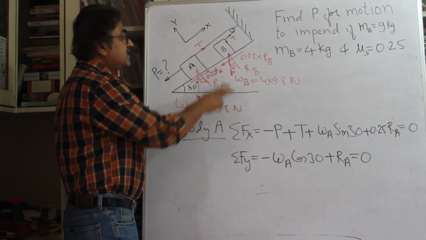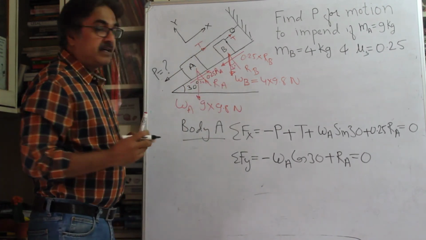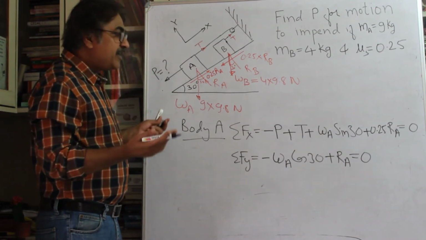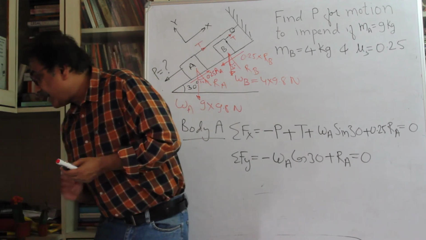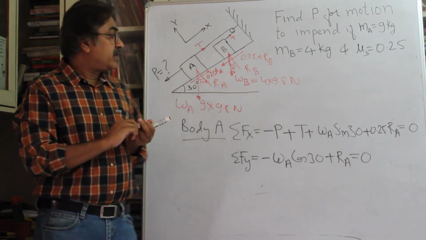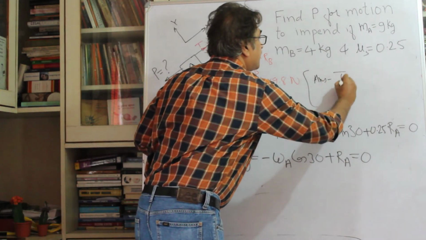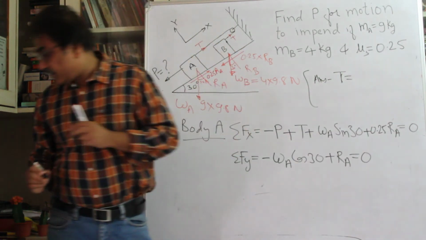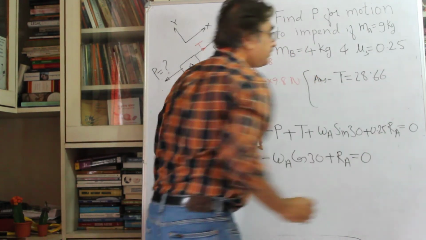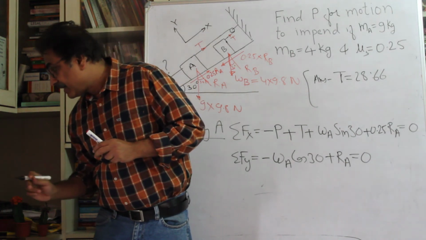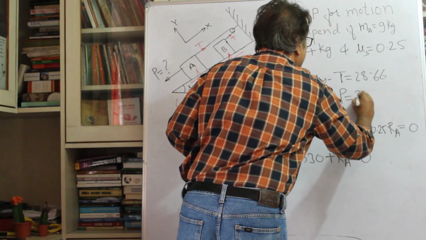Now, similar equations can be written for body B, right? So you write two equations for body B, and if you can solve these equations, you will get the answer. And the answers are, you will find out first T, so I'm writing the answers here, right? So first step you will get value of T, and this value of T is 28.66, and P is 3.146.